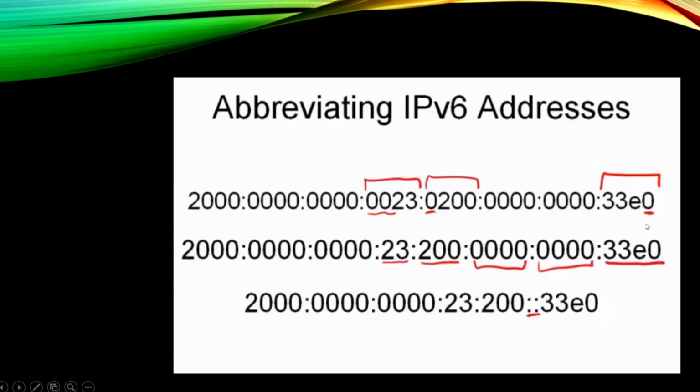However, you can notice that the following zeros right here, you cannot suppress or hide them. They're always going to be there. It's only the leading zeros that can be suppressed.